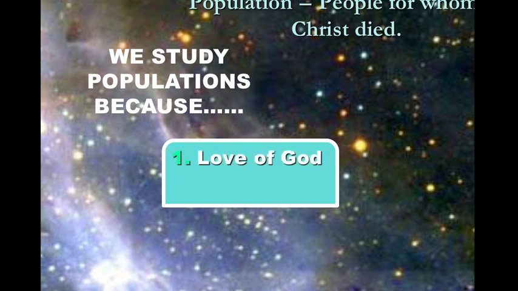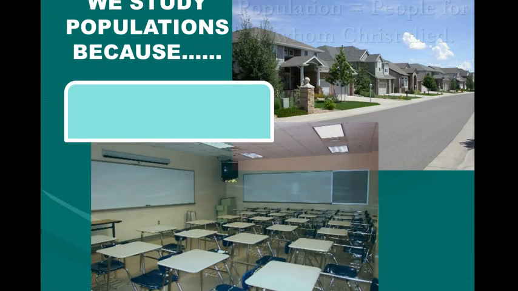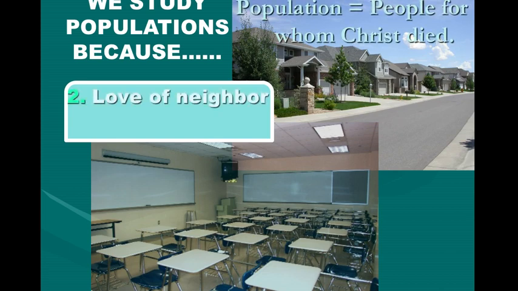So our first reason that we study populations as Christians is, number one, we love God. In Colossians 1:16, the love of God is the one that brings us to wanting to find out more about the populations around the world. You can take a moment and look up Colossians 1:16 and write down a couple of phrases from it. We also study populations because we are commanded to love our neighbor. In Matthew 22:36, this is the verse that talks about loving our neighbors as ourselves. Again, you can take a moment, pause the video, and write down a phrase or two about Matthew 22:36.